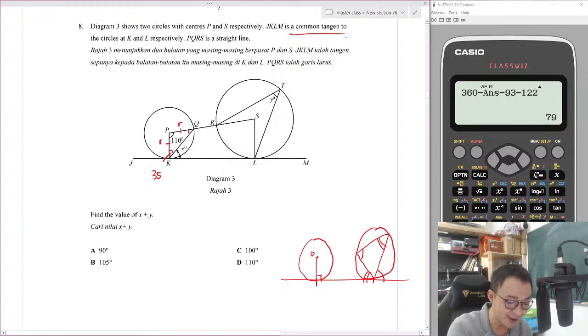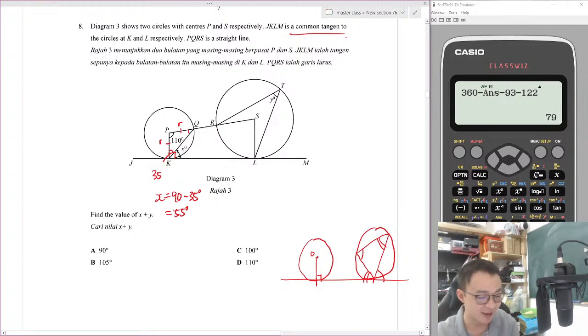Alright, like what I said, center point to tangent point will be 90, right? So the whole thing will be 90. This is 35. Then I already know my x, which is 90 minus 35, and which is 55 degrees here. Alright, now I have found the x.